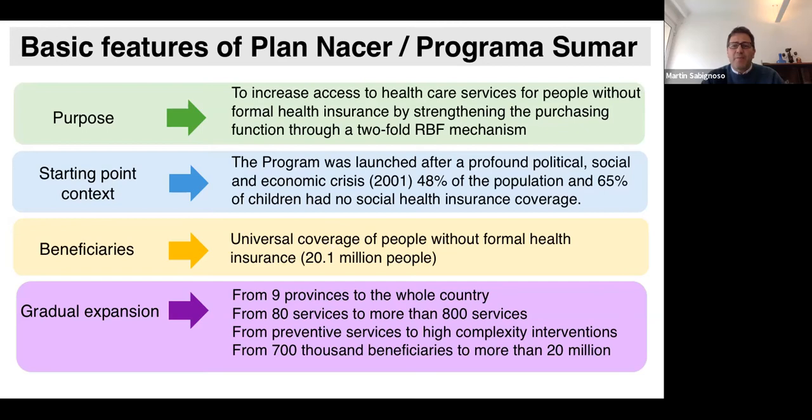We started after a profound political, social, and economic crisis in 2001. The program is about to be implemented for 2 decades. We started with only 9 provinces covering 700,000 people, and today the program covers the whole population without formal health coverage, around 20 million people. The program is reinforcing the access and quality of around 800 health services.